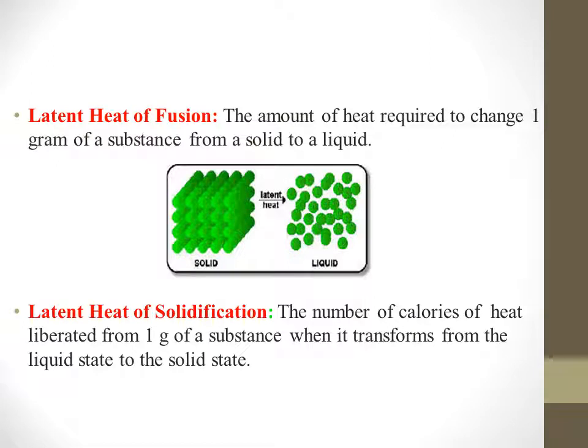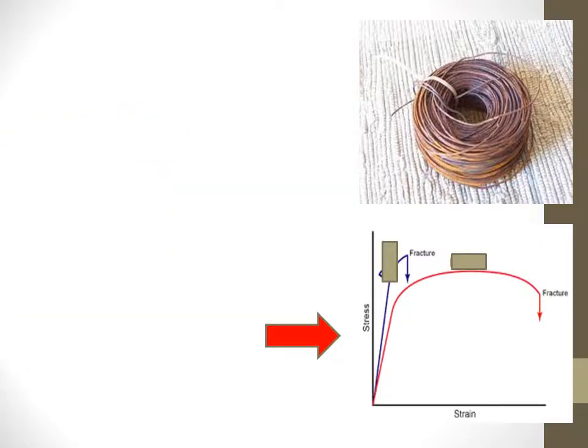Latent heat of fusion and latent heat of solidification. I'm sure you all have knowledge of these two terms. The amount of heat required to change 1 gram of substance from solid to liquid is called the latent heat of fusion, also known as basically melting. And the latent heat of solidification is the number of calories of heat liberated from 1 gram of a substance when it transforms from liquid to solid state. This is also known as freezing or solidification.